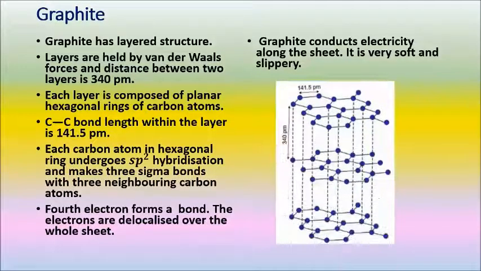Now let's see the diagram, or the structure, of graphite. You can see here the hexagonal sheets, where if you take one of the carbon atoms, it is linked with three more carbon atoms. That means they are forming three sigma bonds, and the one remaining electron of the valency of carbon is free, or delocalized. That makes it conducting, right? The distance between the two layers is 340 picometer. Within the layer, the carbon-carbon bond length is 141.5 picometer. So this is about the structure of graphite.